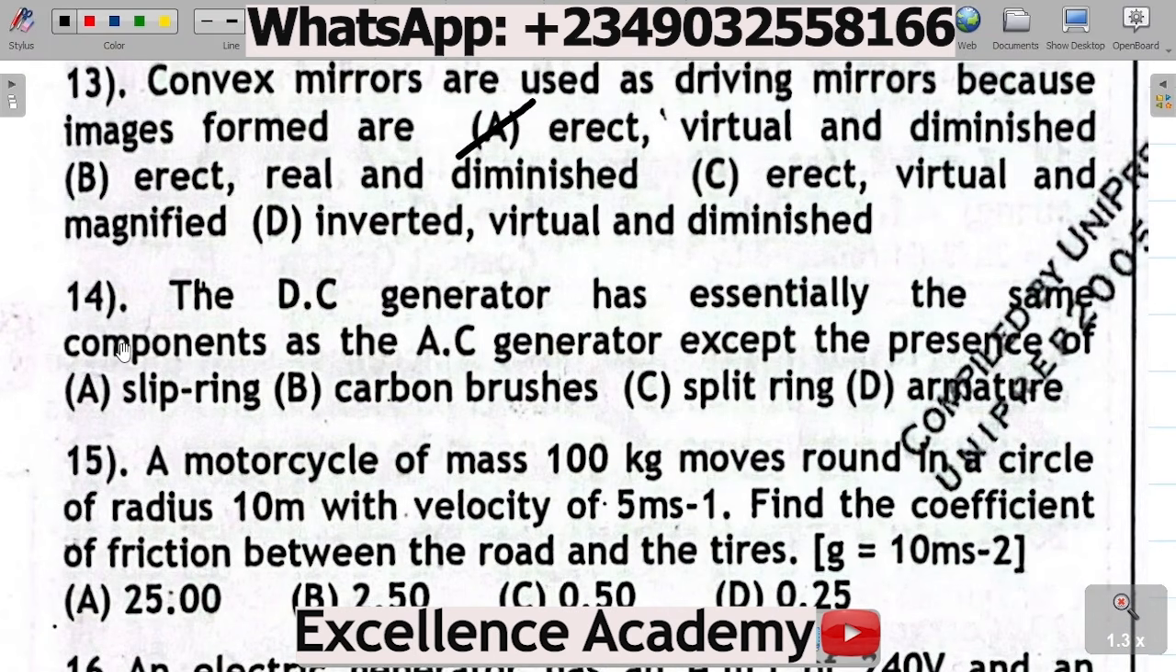Next up, question number 14. 14 says, the DC generator has essentially the same components as the AC generator, except the presence of A, slip ring, B, carbon brushes, C, split ring, and then D, armature. So this is a comparison between the AC generator and DC generator. Now, note that this generator has almost the same thing as an AC generator. The only difference there is the presence of a split ring. All right, so please take note that the answer is C. That is a split ring.